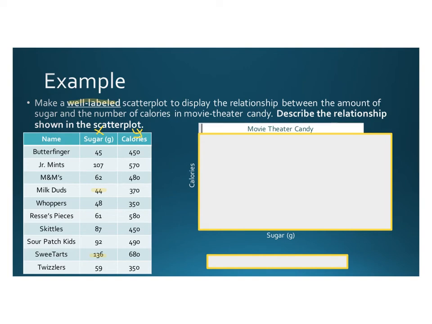For the vertical axis, note our smallest value looks like 350, and our largest value is 680. So I would probably scale that by 50, starting at 300, or you could scale it by 100, starting at 0. It's really up to you. So do that now.